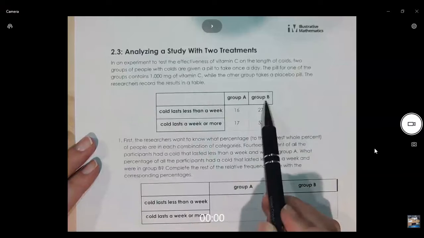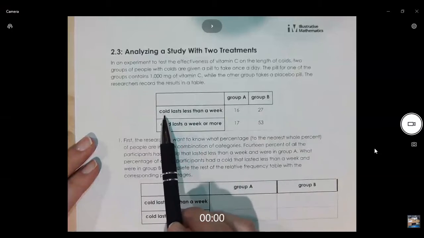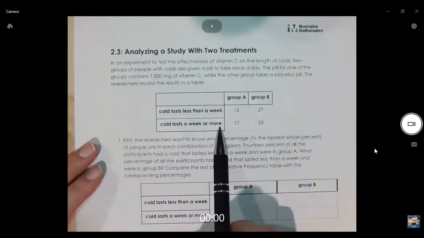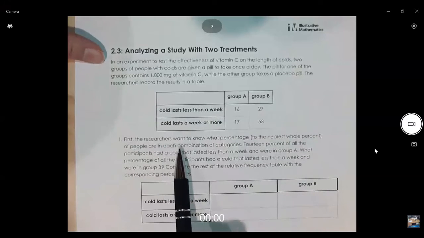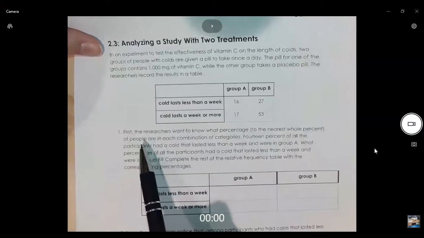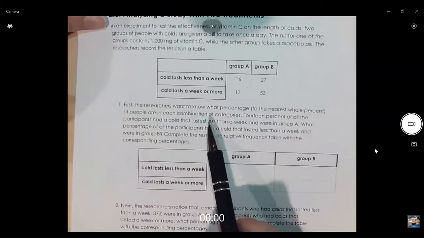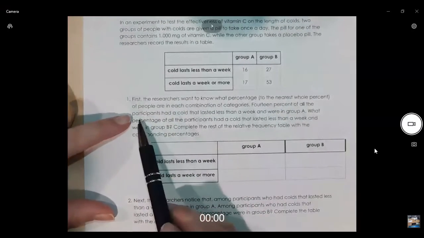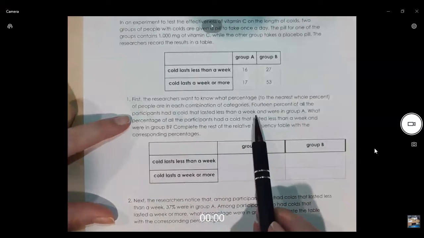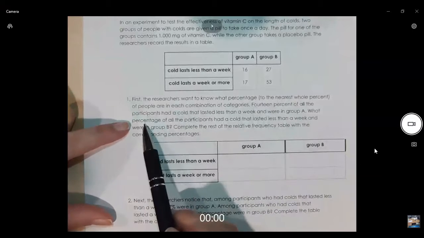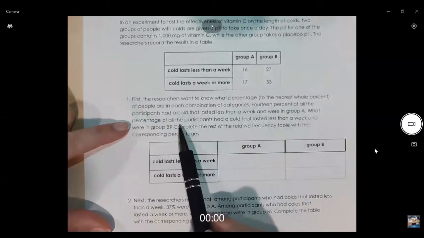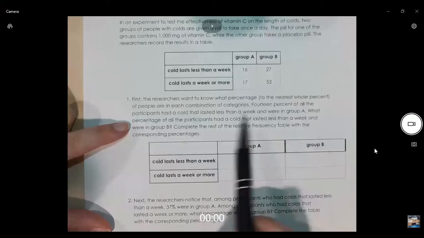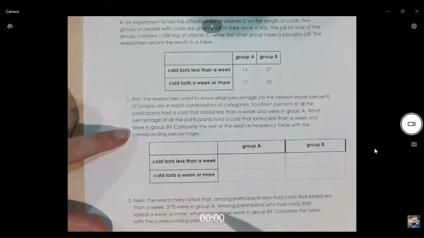So here's the results of group A, group B, a cold that lasts less than a week and a cold that lasts more than a week. First, the researcher wanted to know what percentage, to the nearest whole percent, of people are in the combination of each category. So 14% of all the participants had a cold that lasted less than a week and were in group A. What percentage of all of the participants had a cold that lasted less than a week and are in group B, and then continue filling in the table.